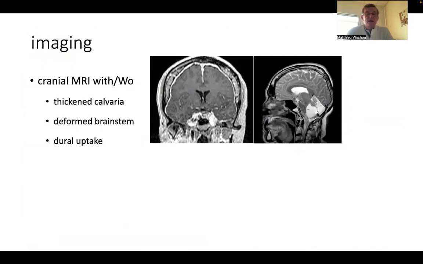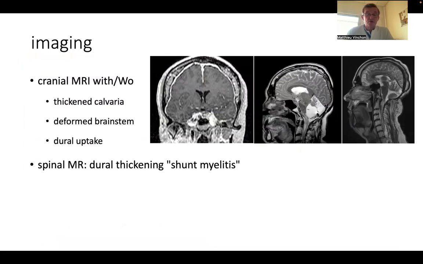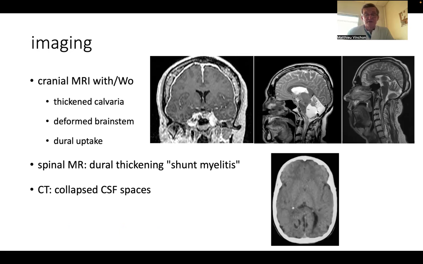nape. Then we do imaging, and especially MRI, which can show us very thickened calvaria, like here, deformed brainstem, like in the middle, and dural uptake. However, it may be difficult to convince the radiologist to inject some gadolinium. And also we can have very specific spinal imaging with the dural thickening and compression of the spinal cord, causing very specific shunt myelitis, which happens most often in post-meningitis hydrocephalus.